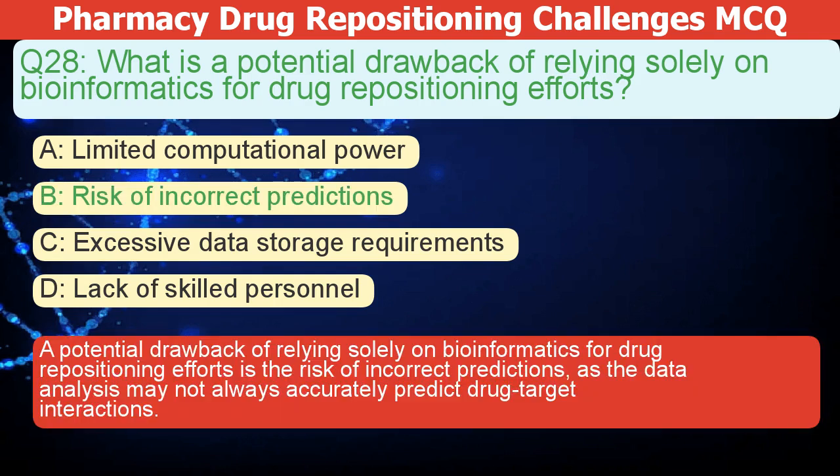The correct answer is B. A potential drawback of relying solely on bioinformatics for drug repositioning is the risk of incorrect predictions, as the data analysis may not always accurately predict drug target interactions.